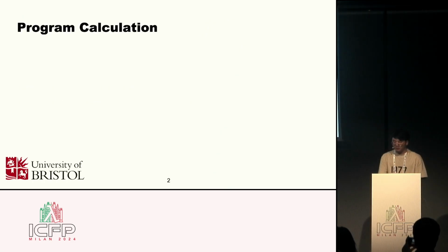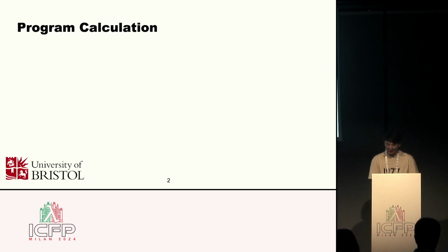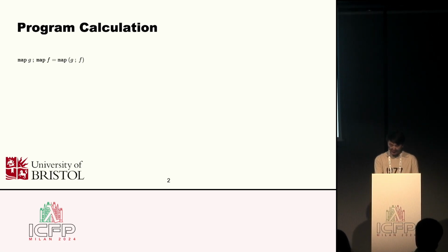So, program calculation is an established technique for reasoning about and optimizing functional programs. A calculational framework typically consists of many calculation laws that transform programs into another form. These transformations are semantic preserving, but also have the extra benefits of removing intermediate data structures and reducing time complexity. For example, we have this map fusion law that states that the composition of two maps can be fused into a single map, removing the intermediate structure produced by the first map.